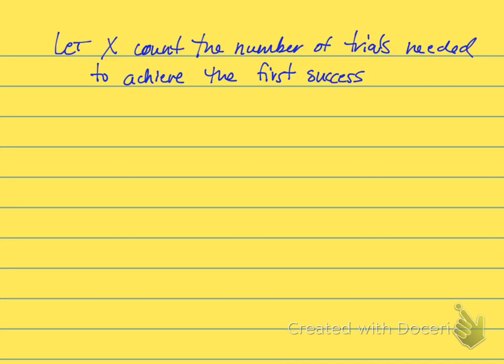So that means x can't take on the value 0 here because you can't achieve a success without performing a trial. So the smallest value it can take on is 1, which means you achieve that success on the first trial. 2 means it takes you 2, 3, and so on. This time we don't have a fixed number of trials, and in fact, we can go on and on and on. We might keep flipping a coin for decades and not getting a heads. Not likely, but we could.